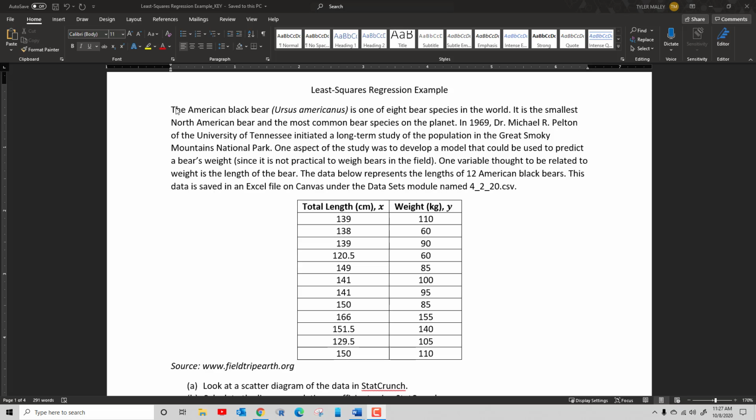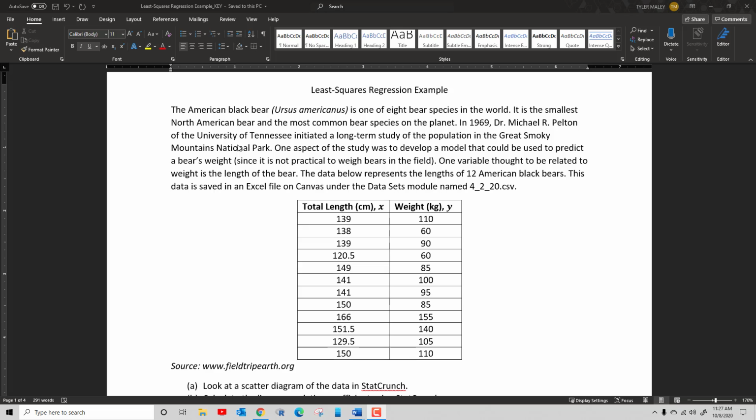This example: the American black bear is one of the 8 bear species in the world. It is the smallest North American bear and the most common bear species on the planet. In 1969, Dr. Michael Pelton of the University of Tennessee initiated a long-term study of the population in the Great Smoky Mountains National Park. One aspect of the study was to develop a model that could be used to predict a bear's weight, since it's not practical to weigh the bears in the field, right?